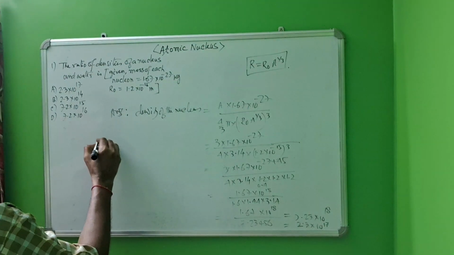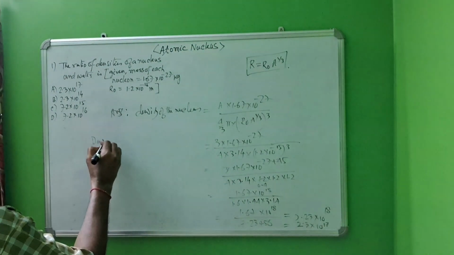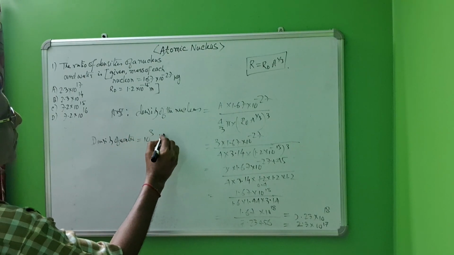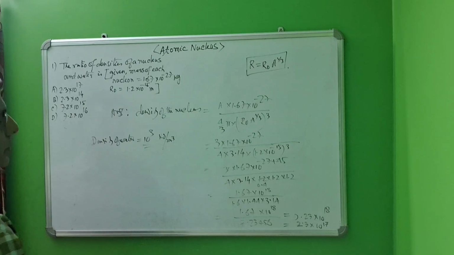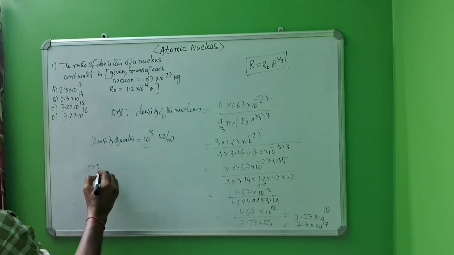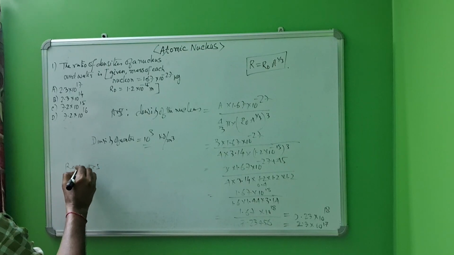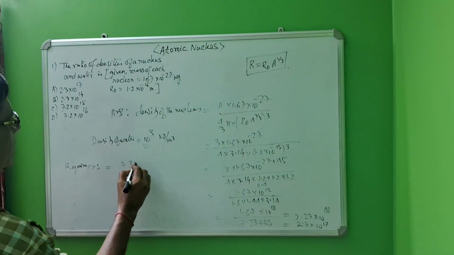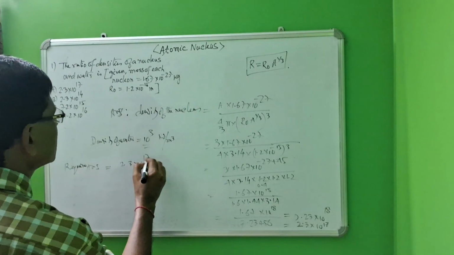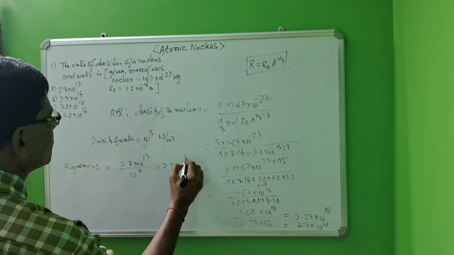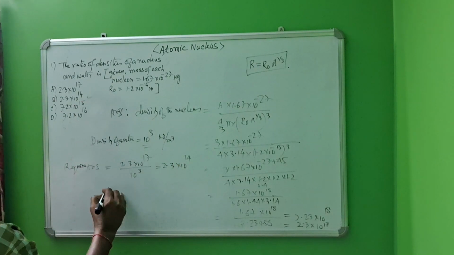Now the ratio of density: we know the density of water equals 10 cube kg per meter cube. So the required answer equals 2.3 into 10 to the power 17, divided by 10 to the power cube, which equals 2.3 into 10 to the power 14. So the answer is B.